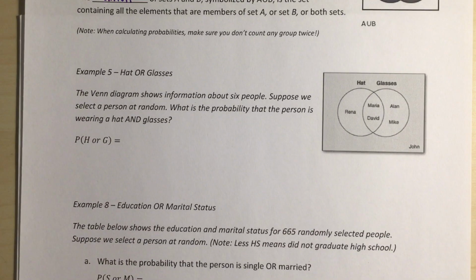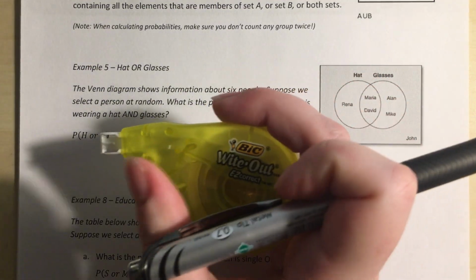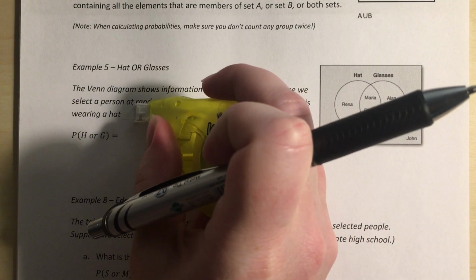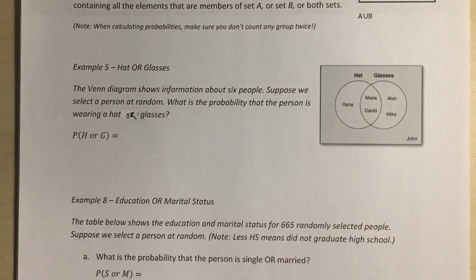All right. So let's go back to our little Venn diagram with our hats and glasses. This time we are looking for or. So what is the probability that the person is wearing a hat? And that is a huge typo right there. This should definitely be the word or. All right, hat or glasses.